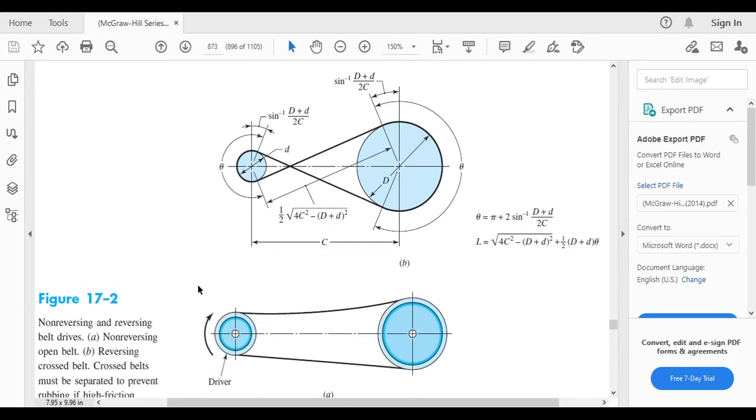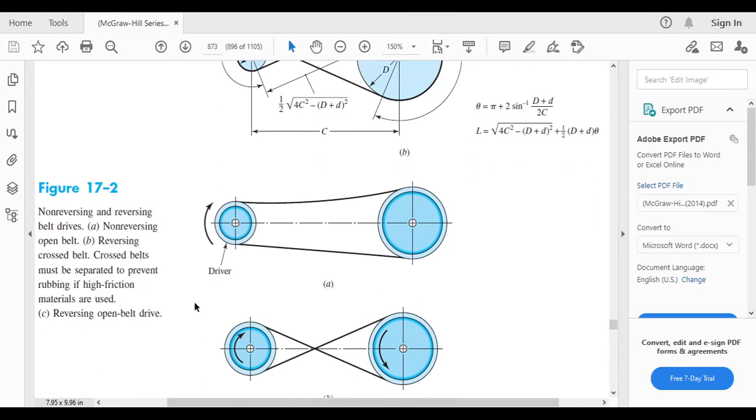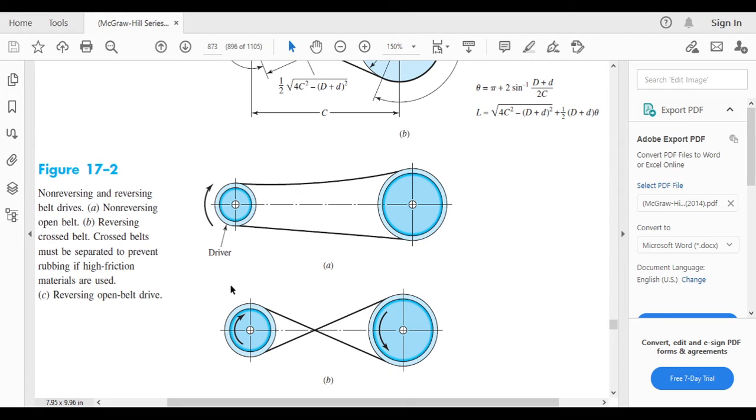And then this is the reversing and non-reversing belt drive. Non-reversing is the open belt like this, reversing is the cross belt. The cross belt must be separated to prevent rubbing if a high friction material is used. Of course, we can see the cross belt drive. You must never make it in contact.